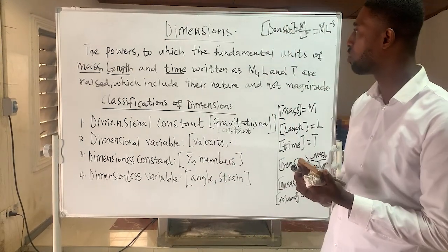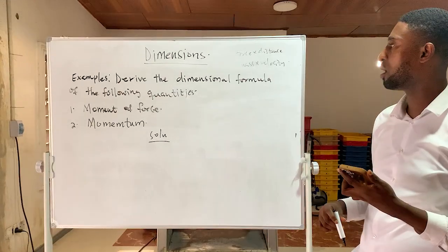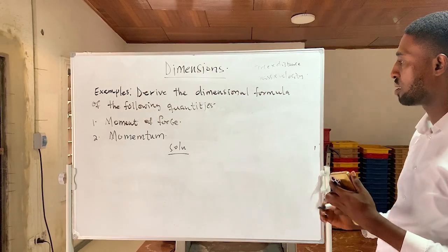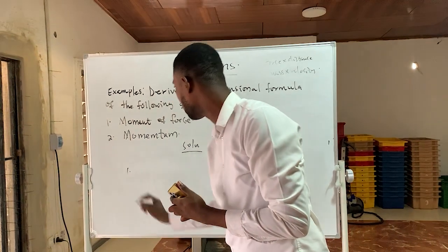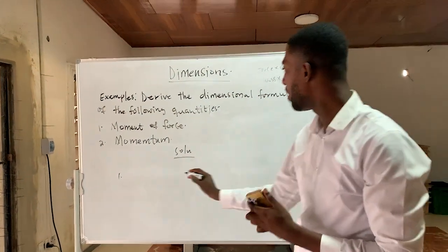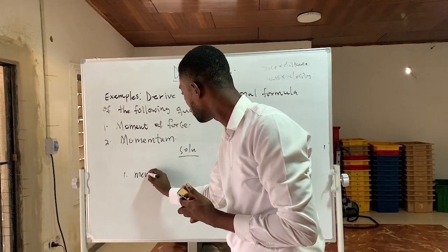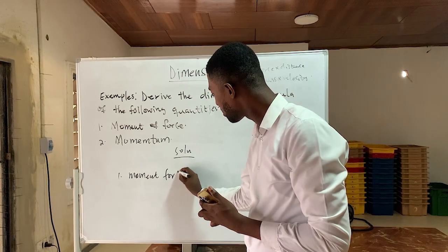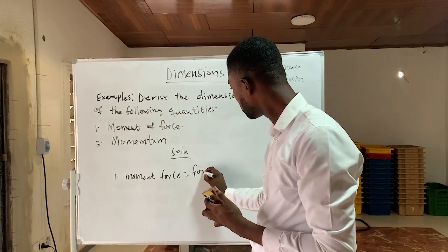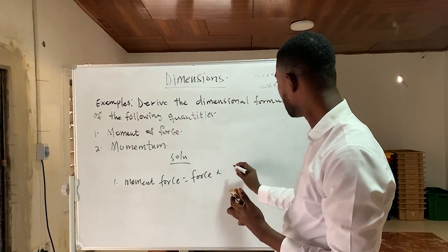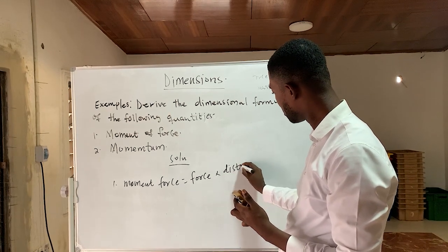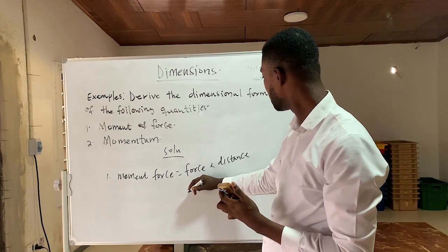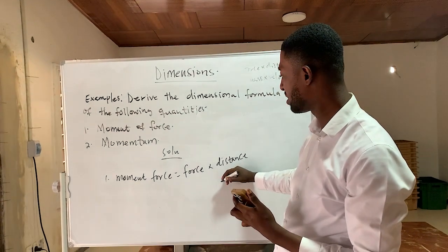Then let's quickly talk about the classifications of dimensions. Then we take more examples on dimension. Let's derive the dimensional formula of the following quantities. The first one is moment of force. Moment of force is equal to force times distance. So we need to find the dimension of force, and we also find the dimension of distance.